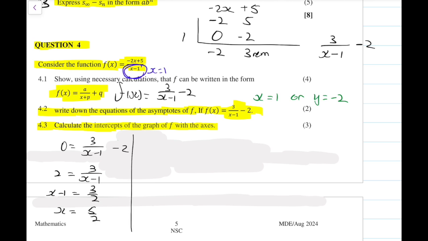Y-intercept, letting x equal to 0, far easier. That's minus 3, minus 2, so minus 5. So those are intercepts, 5 over 2 and minus 5. Okay, let's continue with this here. Sketch the graph of f.